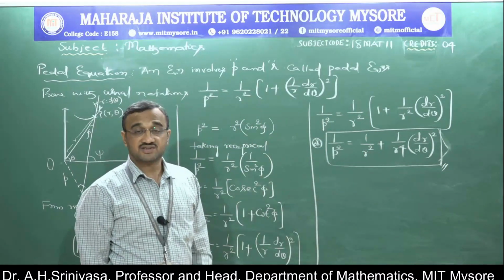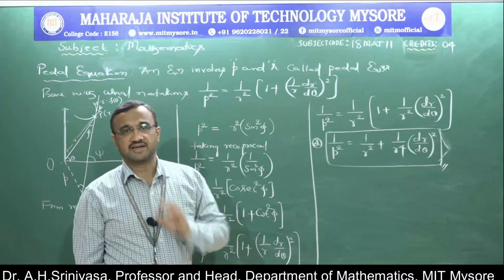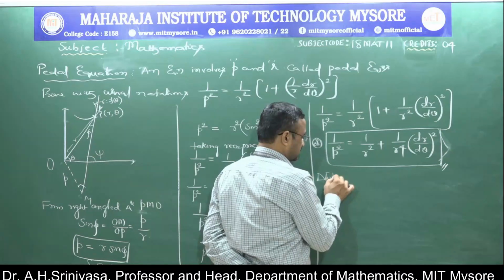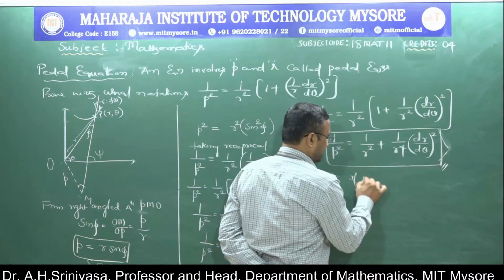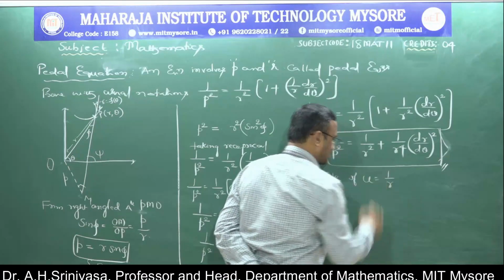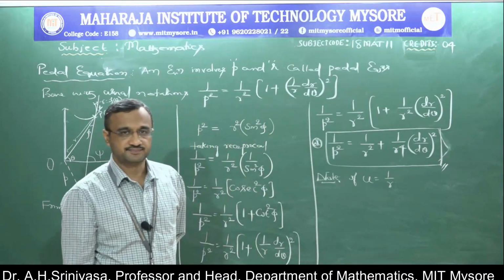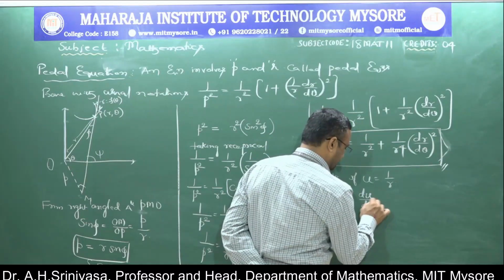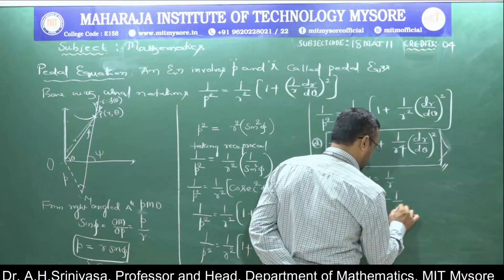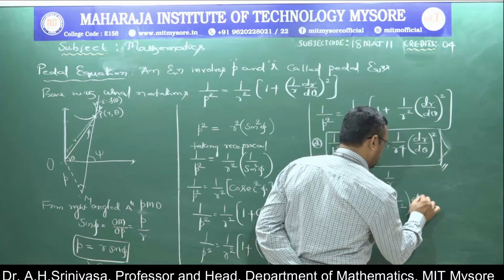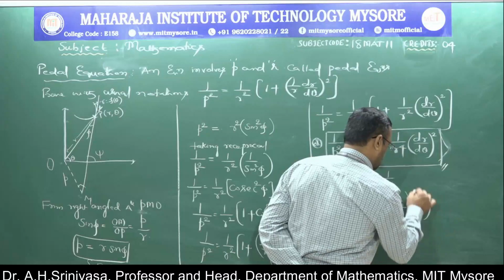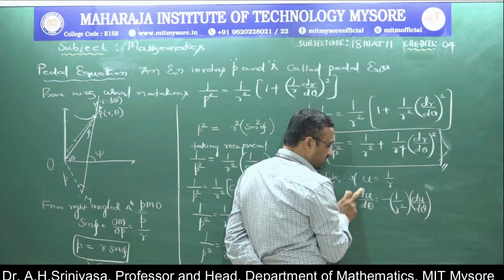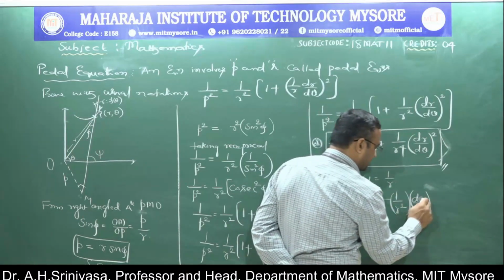We are getting a Pedal equation, that is, the length of the perpendicular from pole to tangent. Sometimes this equation reduces to a different form also. Just take a note. What happens if I take u equal to 1 by r? If we differentiate this with respect to theta, then we have du by d theta equal to minus 1 by r square into dr by d theta.